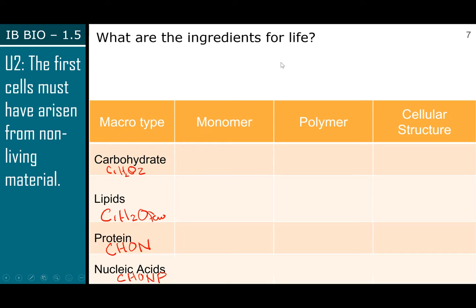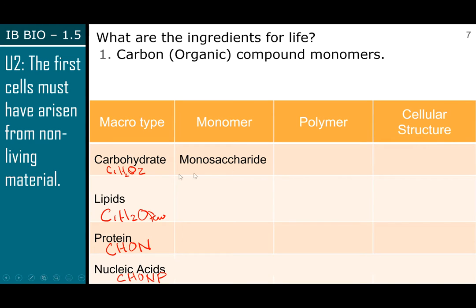Let's review the monomers for these categories. In order for life to have arisen, we have to go from monomers to polymers. The monomers of carbohydrates are monosaccharides, right? The monomers of lipids are fatty acids, right? We have the fatty acids and we have the glycerol, and we make either phospholipids or triglycerides. Proteins, we have amino acids that have the R group, remember? And we have our amino group and our carboxyl group.